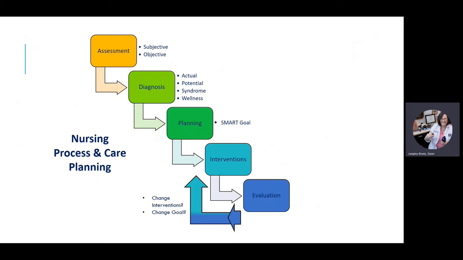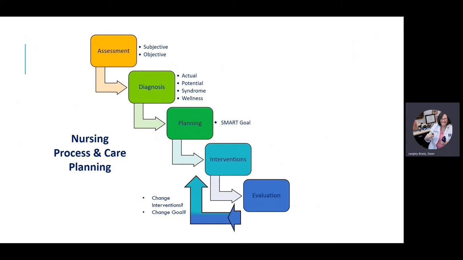So here's the nursing process and how we use that for care planning, right? So we complete an assessment of our client or our patient, and that includes subjective and objective data. From that data, we determine an appropriate diagnosis, which can be actual, meaning something's important happening right this minute and we need to take care of that, a potential or risk for something that could happen to them, a syndrome.